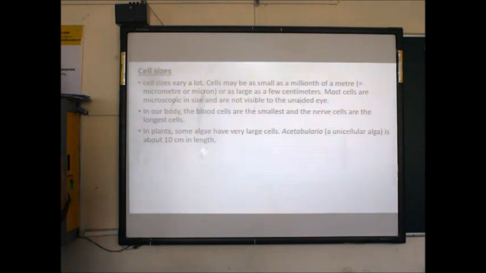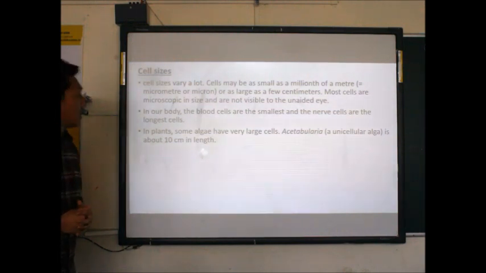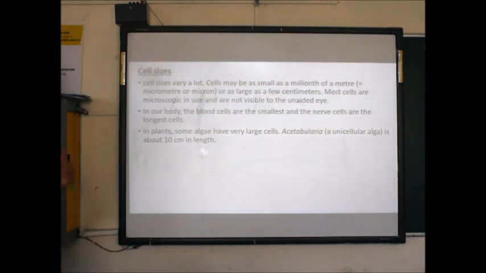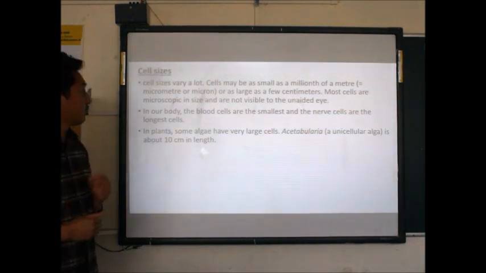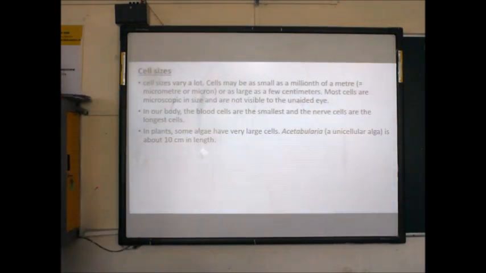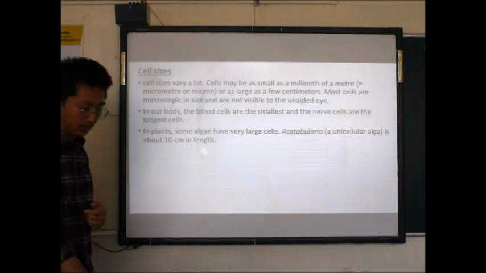In plants, some algae have very large cells. An example of such algae is Acetabularia. This is the scientific name of the algae. Algae are very simple plants. This Acetabularia is a unicellular alga, which means it has only one cell. It is about 10 centimeters in length. So this Acetabularia is a unicellular alga, but its cell is about 10 centimeters in length.